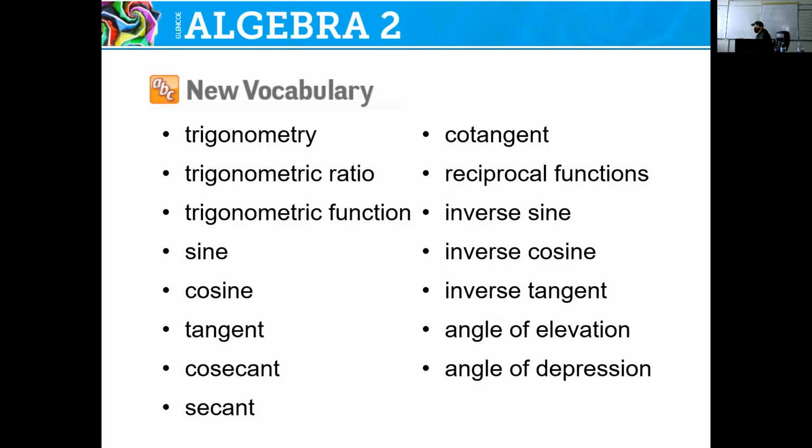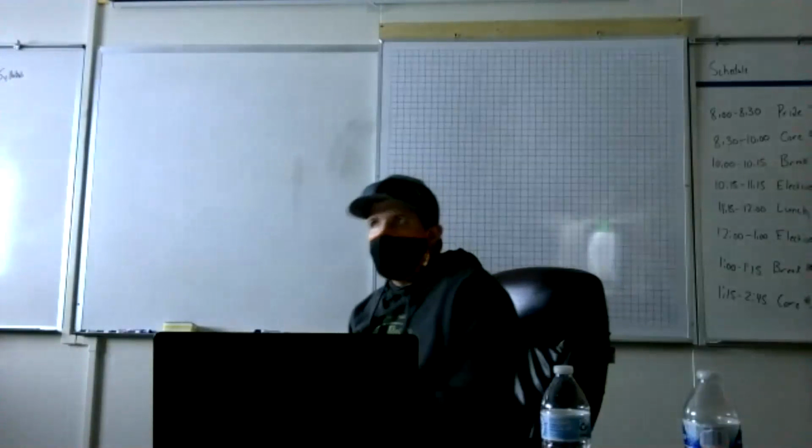But these are your new vocabulary. Okay, pretty simple, pretty easy. The things that we're going to be most concerned with are our 6 trigonometric ratios for right now. Okay, some other things that you definitely want to be aware of. Some of them you might have heard in Algebra 1, geometry a little bit that way.